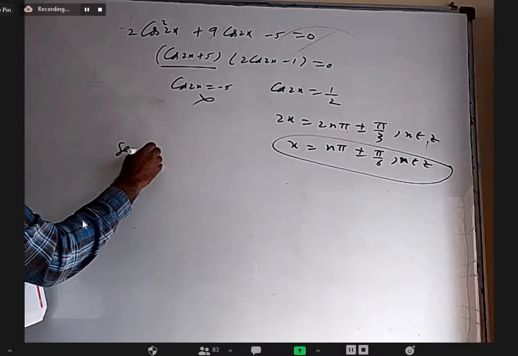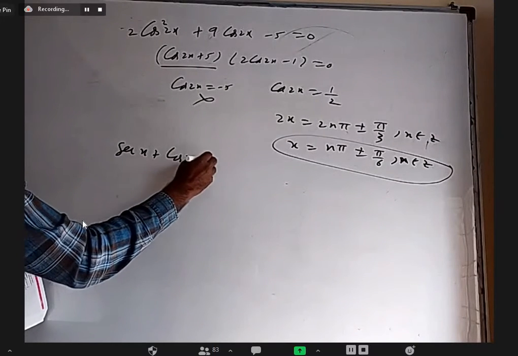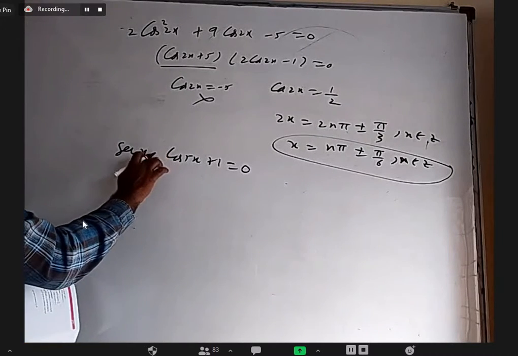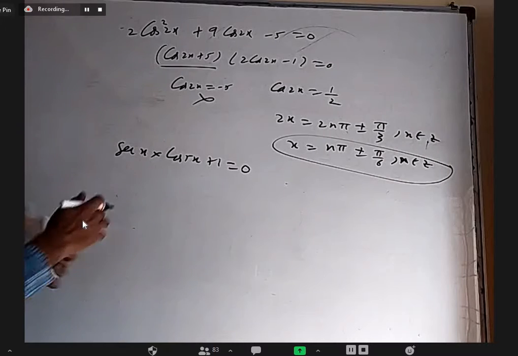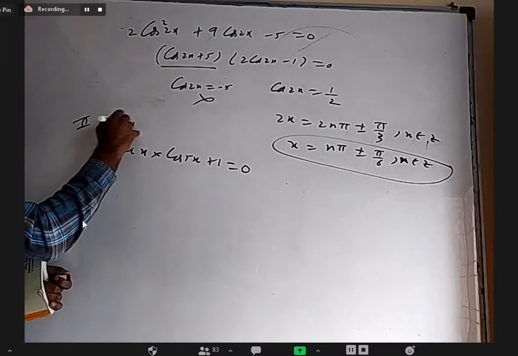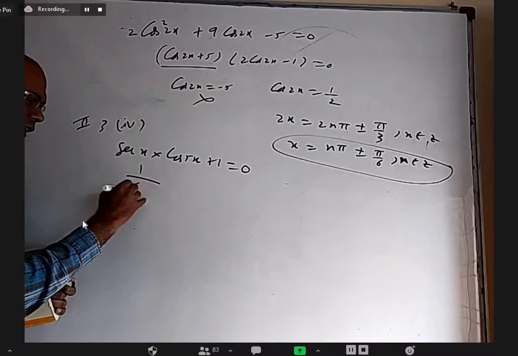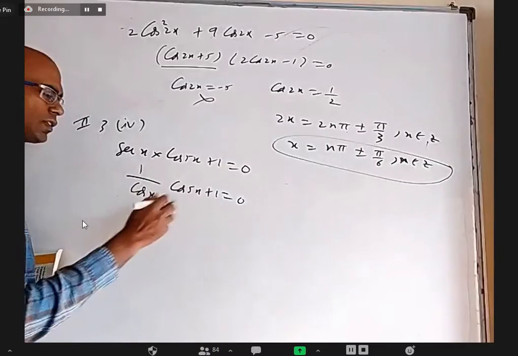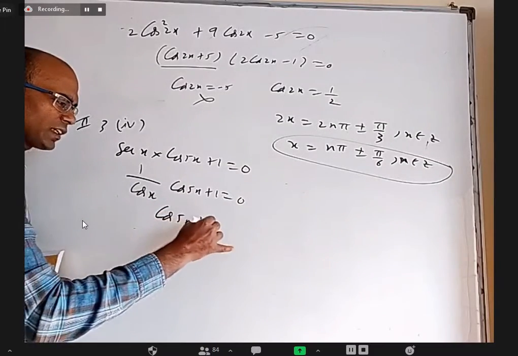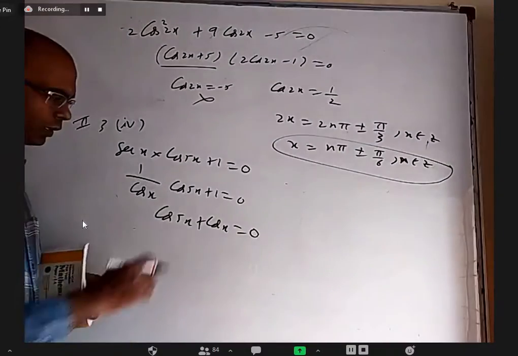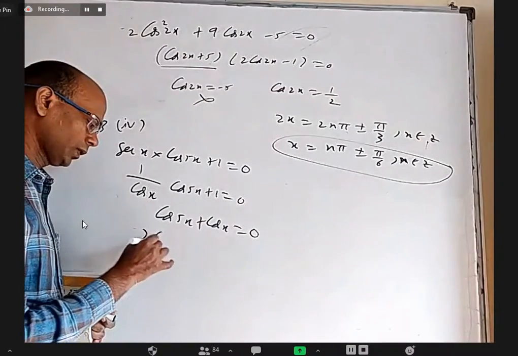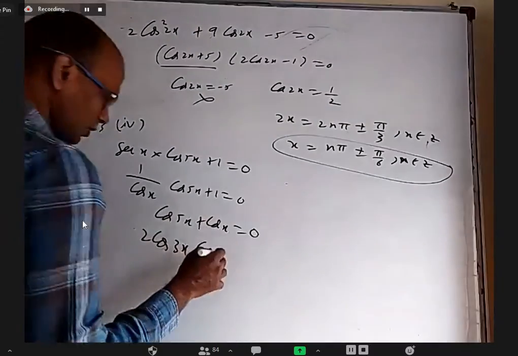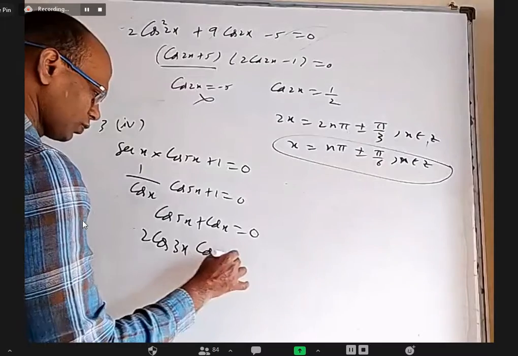Okay, that is secant x into cos 5x plus 1 equal to 0. This is section 2, third one, fourth one. Secant x, you can write 1 by cos x into cos 5x plus 1 equal to 0. Send this denominator here. Cos 5x plus cos x equal to 0. Cos C plus cos D is 2 cos (C plus D) by 2, which is cos 3x, into cos (C minus D) by 2, which is cos 2x, equal to 0.